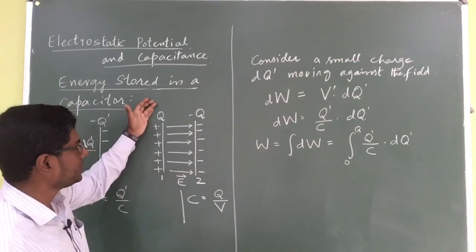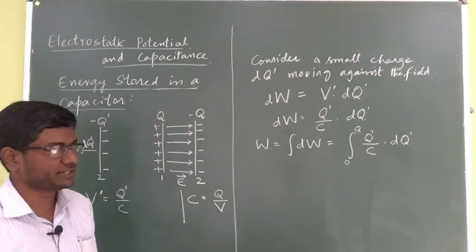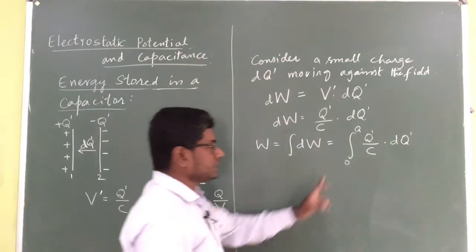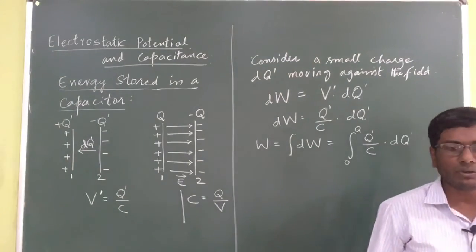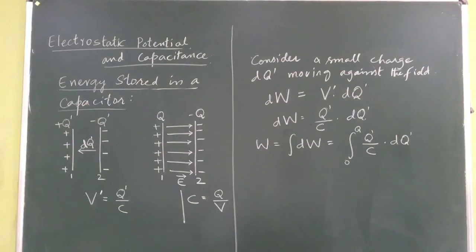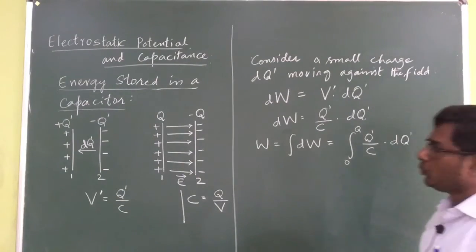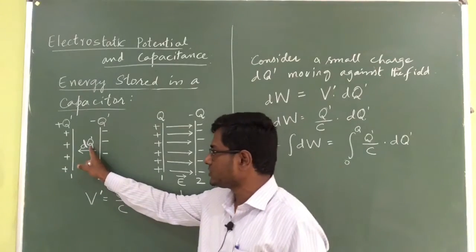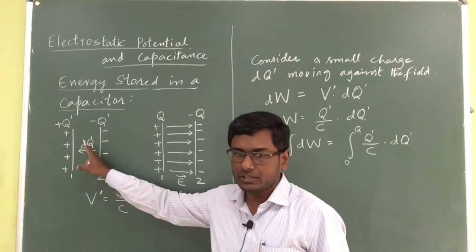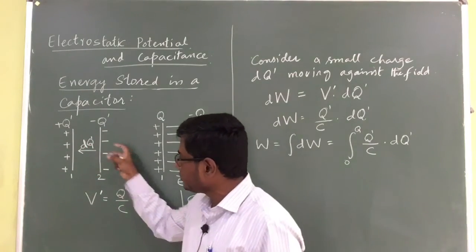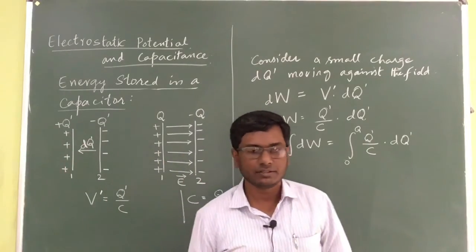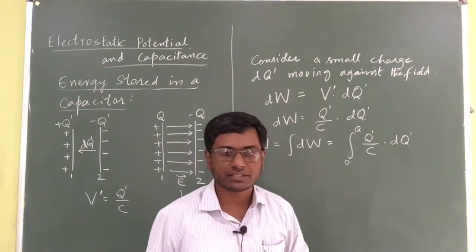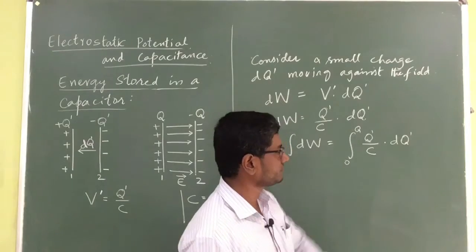Positive will have plus Q, negative will have minus Q. Now this is integration, and we are going to integrate with respect to one variable. Now what is the quantity which is changing in these two diagrams? It is the charge, that is dq, which is moving from negative plate to the positive plate. So we are going to do the integration with respect to that q dash.